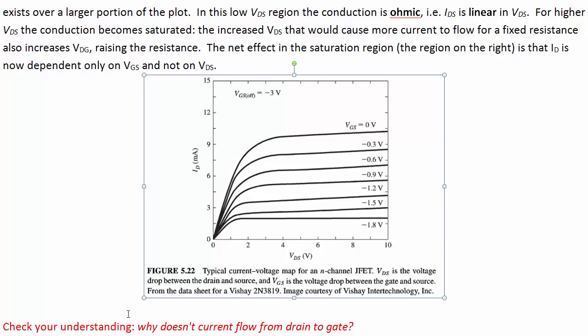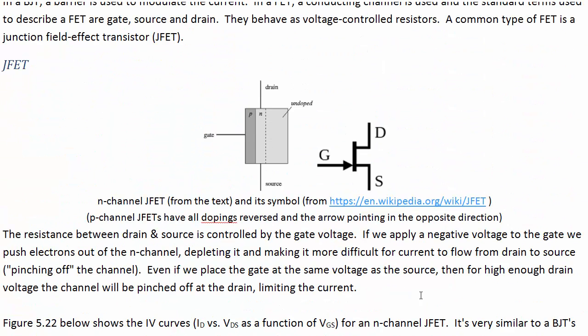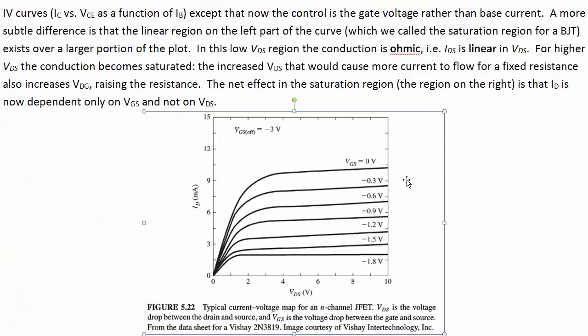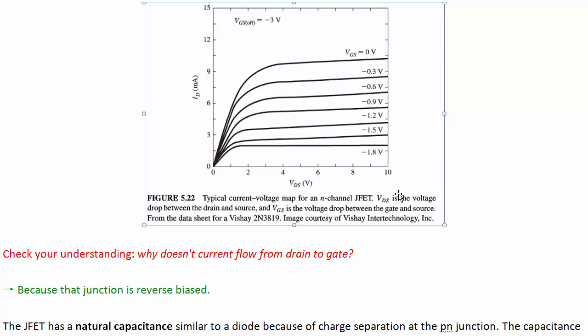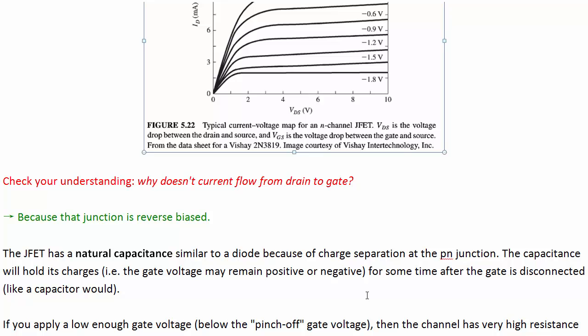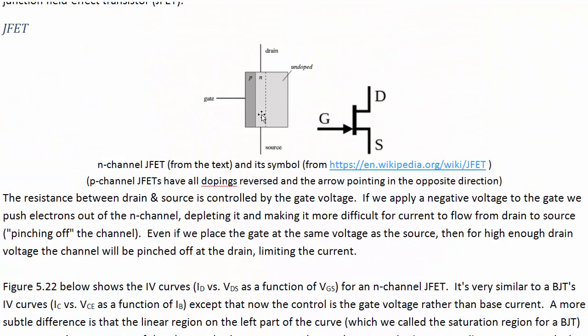So, check your understanding. Why doesn't current flow from drain to gate? Well, the answer is because this is reverse biased. If you were to forward bias the junction, then it would flow from drain to gate. The JFET has a natural capacitance similar to a diode because of this charge separation. You've got a reverse biased diode there, and so this has a capacitance, which means it's going to behave oddly if you go to frequencies that are too high. It's going to start to conduct where it normally shouldn't.